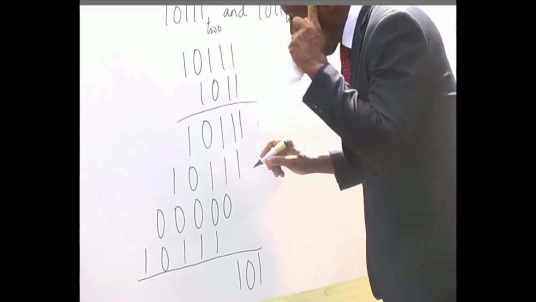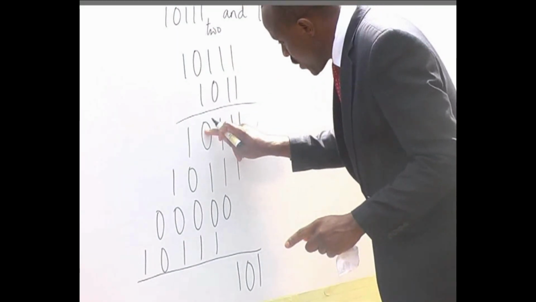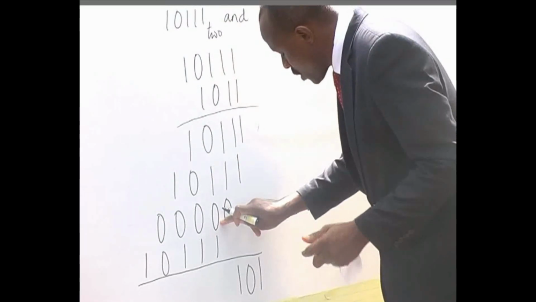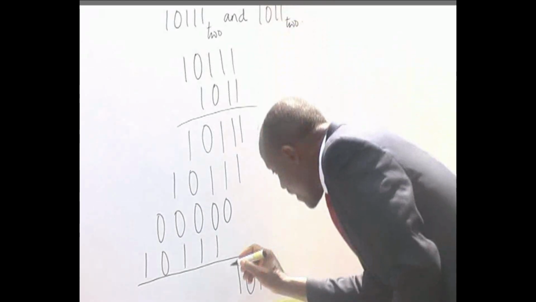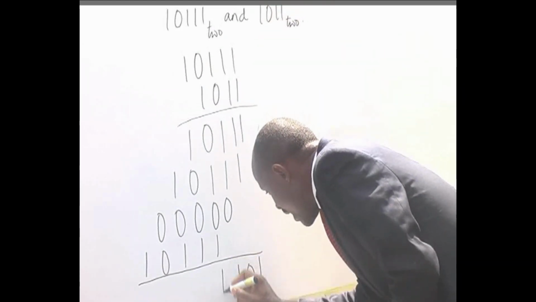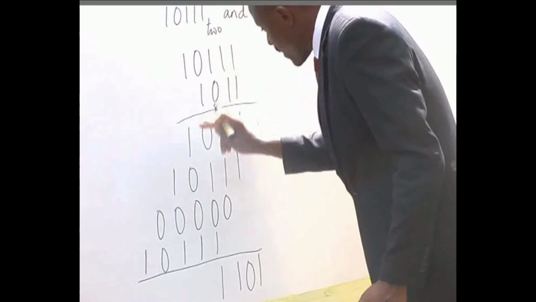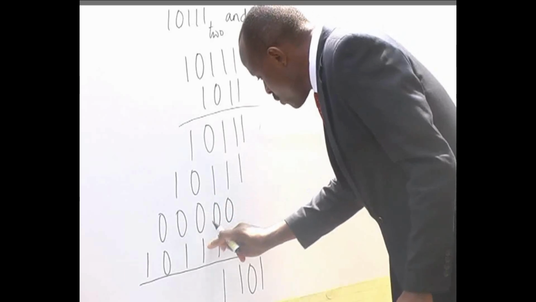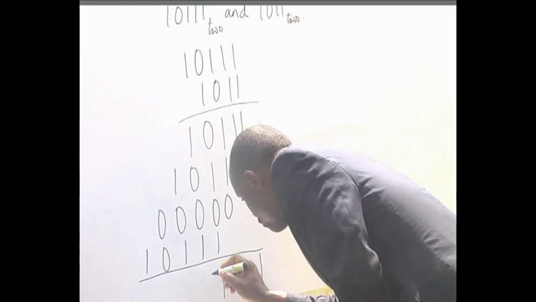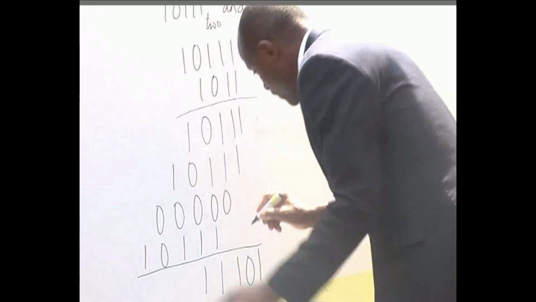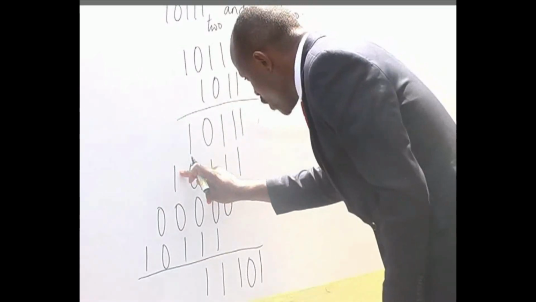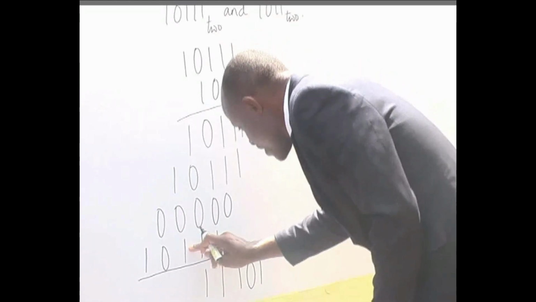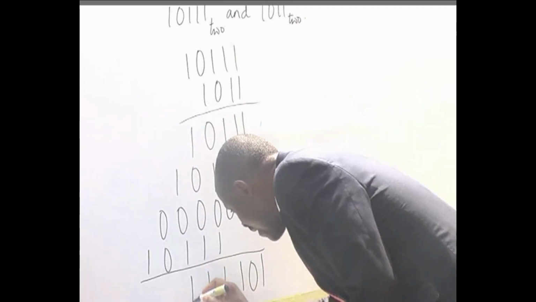You have carried 1. Plus 0 is 1. Plus 1 is 2. Plus 0 is 2. Plus 1 is another 3. Remove 2 from 3. You have 1 left. Carry 1. 1 plus 1 is 2. Plus 0 is 2. Plus 1 is 3. Remove 2 from 3. You have 1 left. Carry the 1. Plus 1 is 2. Plus 0 is 2. Plus 1 is another 3. Remove 2 from 3. You have 1 left.